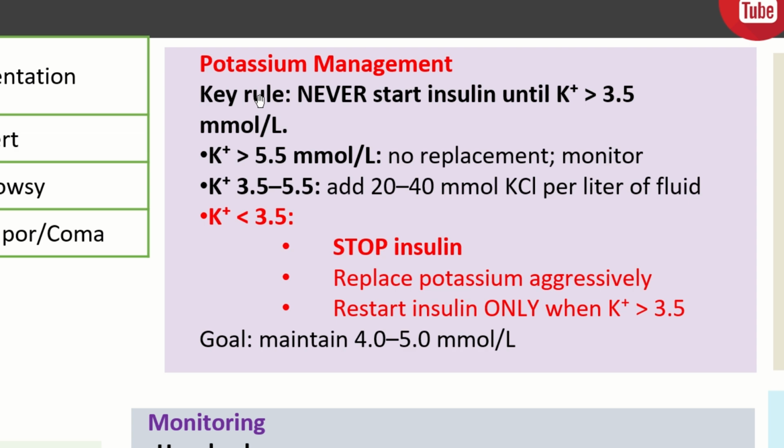Then if potassium is less than 3.5, you stop insulin infusion, you replace the potassium aggressively. You want to give potassium now until at least when we have potassium greater than 3.5, and then we want to maintain it between 4 and 5, as we give our insulin. And this is going to be how we manage the potassium.